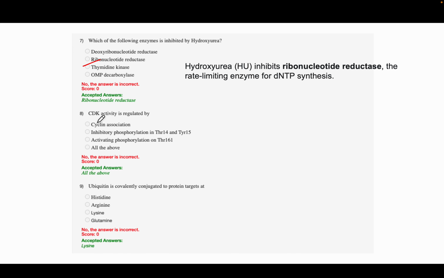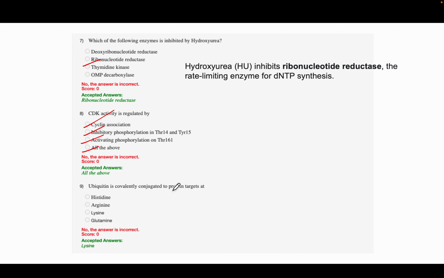Now the next question is that CDK activity is regulated by cyclin association, inhibitory phosphorylation of threonine 14 and tyrosine 15, and activating phosphorylation of threonine 161. We have seen in the previous figures that all of the above should be correct. When cyclin gets bound to CDK, it activates CDK. It can be phosphorylated or dephosphorylated by the inhibitory protein WEE1 or the activating protein CDC25. So all of the above is correct.